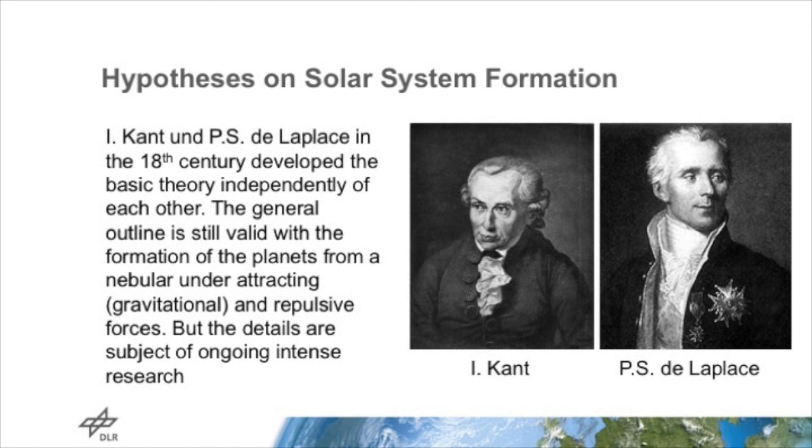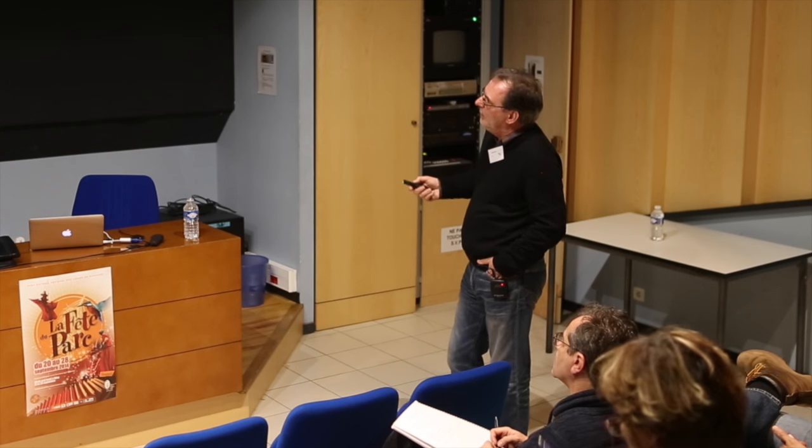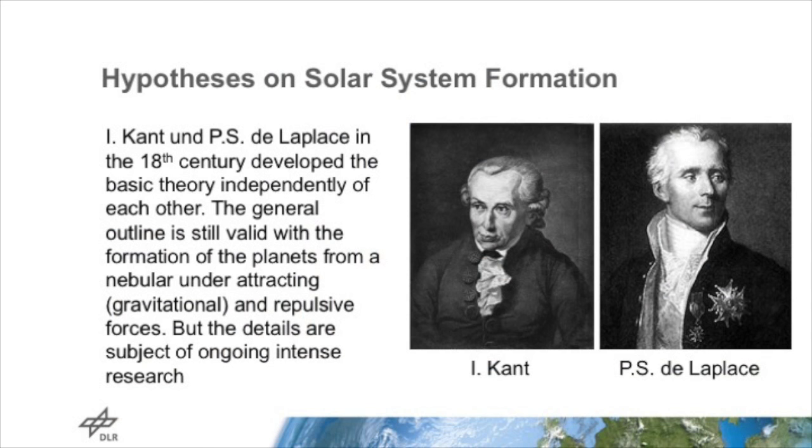It's basically still what Immanuel Kant and Pierre de Laplace proposed in the 18th century, and I understand they developed that independently of each other. They proposed that the planets were formed from a nebula under attracting and repulsive forces. Now, attracting is gravitational, and repulsive is, I mean, the collisions of planets. And that is still the basic idea of our understanding of the formation of the solar system and planetary systems.